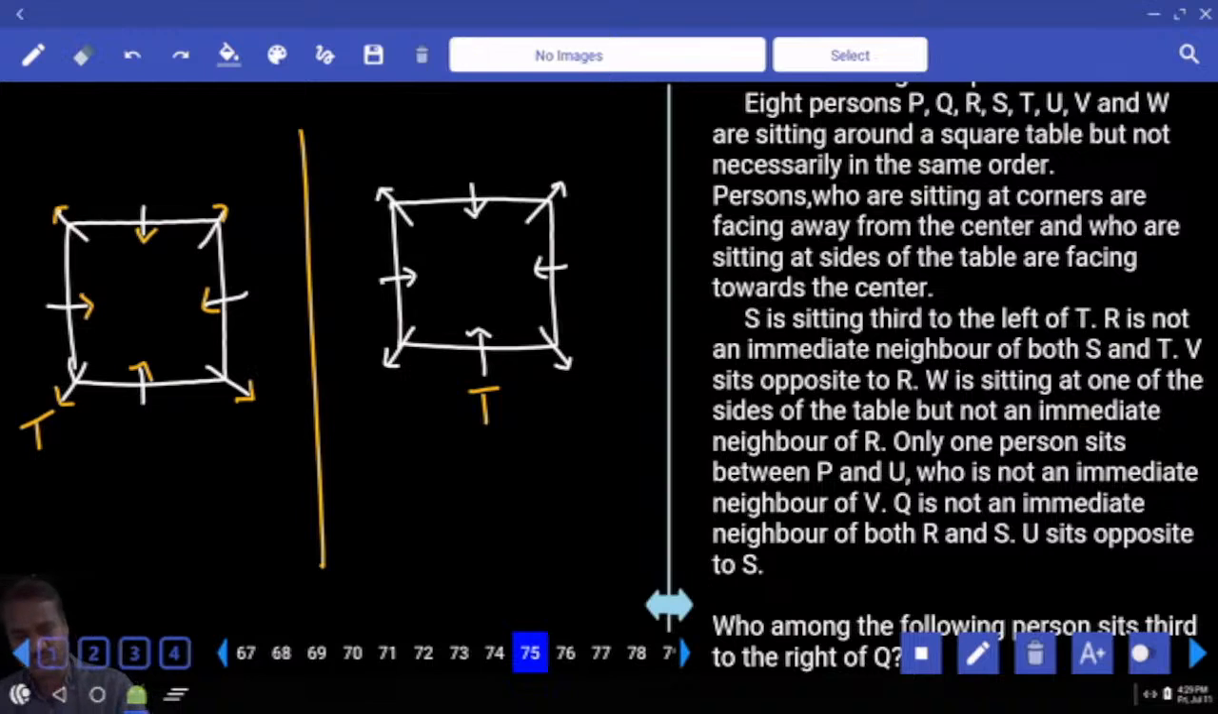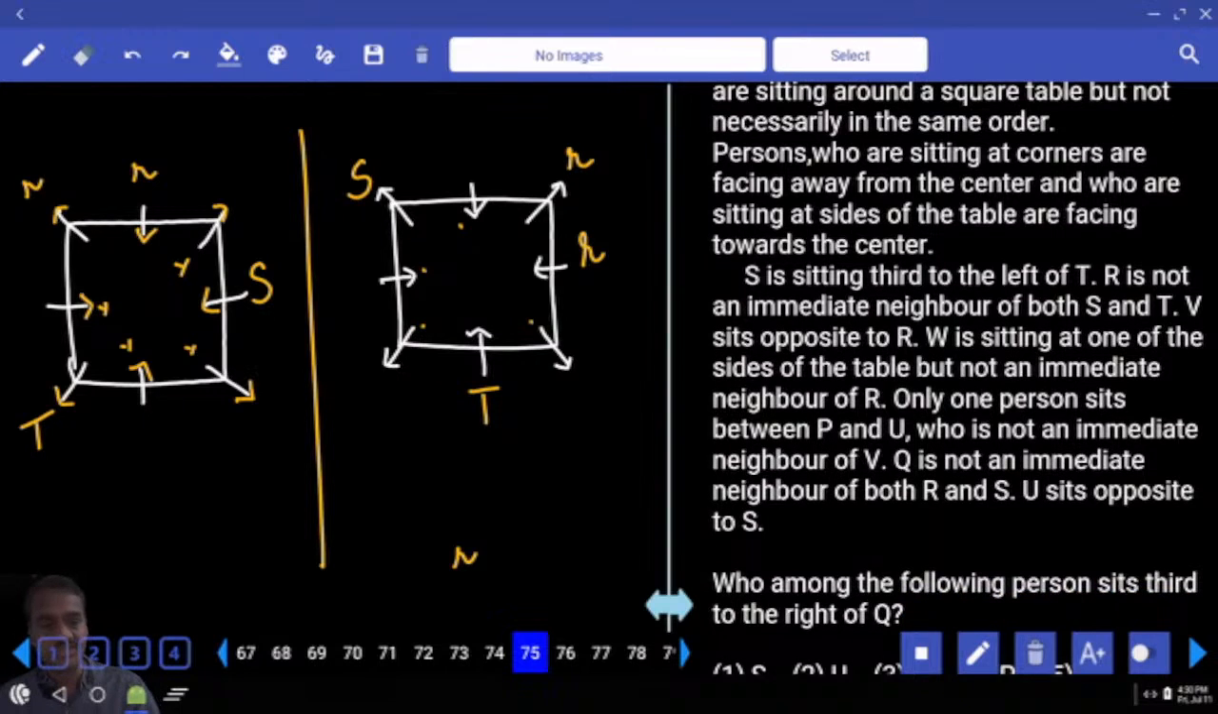S is sitting to the immediate left of T, in this case S is here, and in this case S is here. Then R is not an immediate neighbor of S and T. R cannot be at any one of these places. And so many possibilities we have for this are two possibilities. Now similarly R cannot be at any one of these places. There are two possibilities for this R. Now we are representing R with a smaller letter. Why is it a smaller letter? Because it is a possibility. Once that has been finalized, then we will convert that into a capital letter.